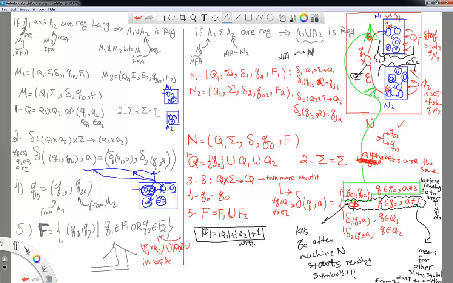So this is with NFA. With DFA, the size of Q is indeed the size of Q sub 1 cross Q sub 2. So for example, if Q sub 1 had 2 states and Q sub 2 had 5 states, then this guy would have 10 states. In fact, let's make this better. If Q sub 1 had 4 states and Q sub 2 had 5 states, then it would have 10 states with the non-deterministic, whereas with the deterministic, it would have 20 states.